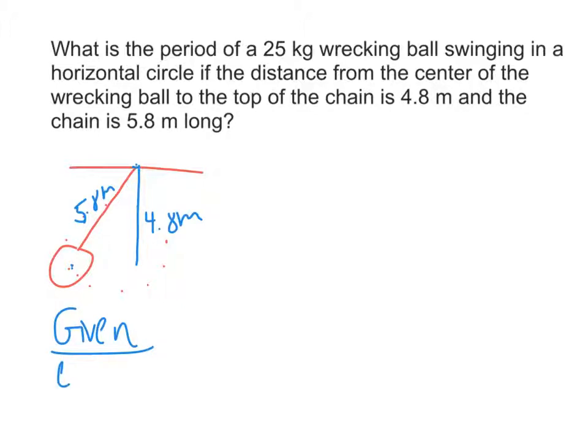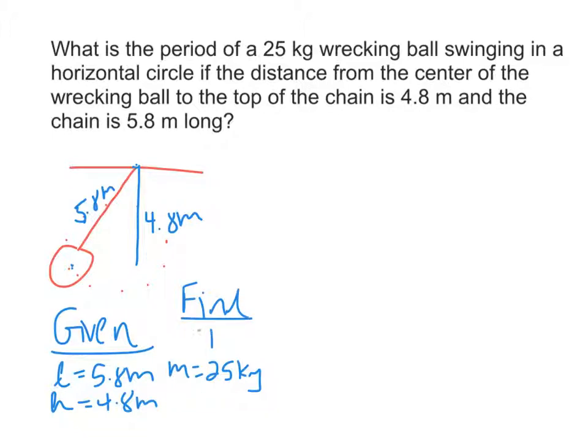So we know that the length is equal to 5.8 meters. And what I'm going to call this 4.8 meters is the height. So height equals 4.8 meters. And it tells us that the mass is equal to 25 kilograms. What are we looking for? Period. So we're looking for the time it takes to go around in a circle once. So trig.